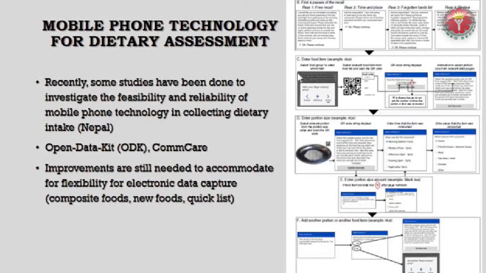You can see the barcode scanning here. So for the food item, you just have to scan the barcode. Portion size also uses the barcode. So everything here is automated, and at the end, you get the result. But if you go and read the paper, the authors admitted that improvement is still needed, especially the tablet is not flexible like the paper. With paper, you can erase it, you can add it again, but in the tablet, it's not that flexible. So there's room for improvement.